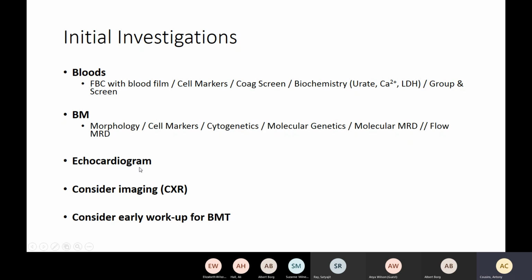We do an echo up front in children with AML because the treatment we give can be very cardiotoxic. It's worth considering doing things like chest x-rays, looking for any evidence of lymph node masses. And AML is often a higher risk disease than ALL, and it's worth thinking early about considering workup for a possible bone marrow transplant or stem cell transplant.